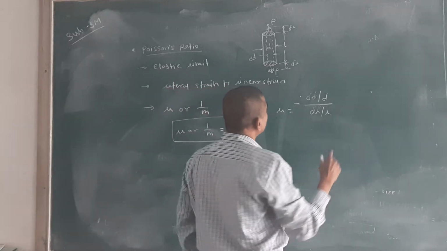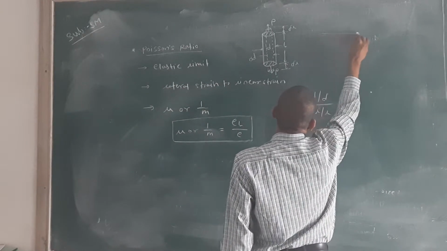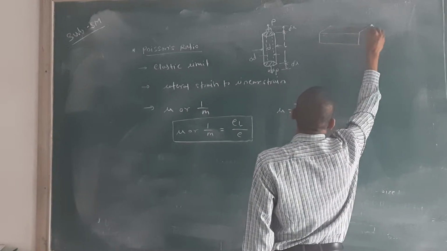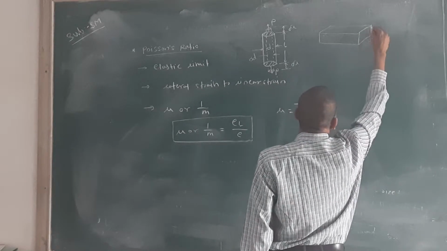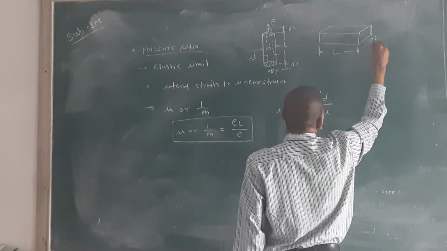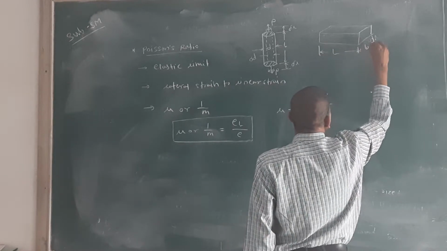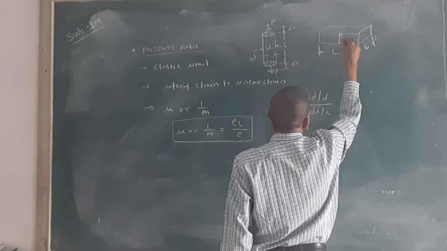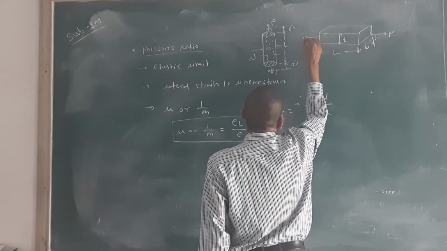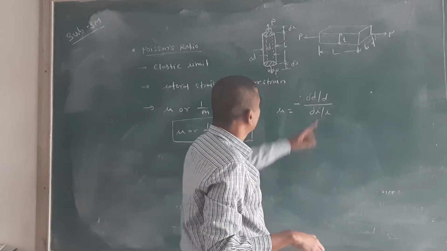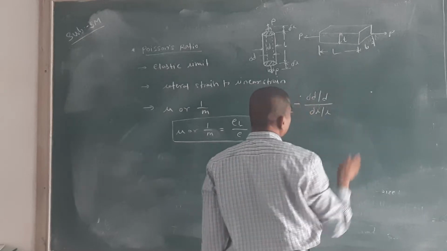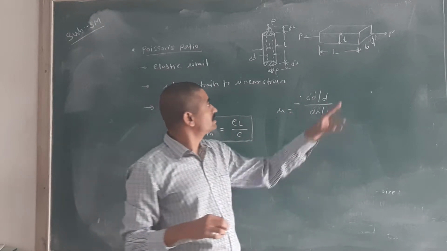Okay, consider a rectangular block with dimensions L, B, T. The length of this block is L, the width is B, and T is the thickness. If we act an external force P on the component, then what happens to the linear dimension in the direction of the applied force?